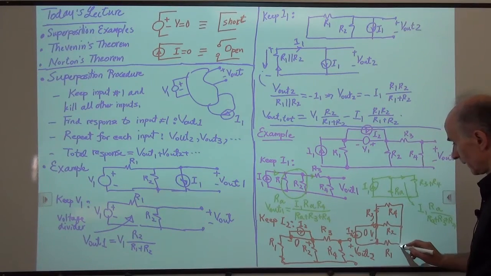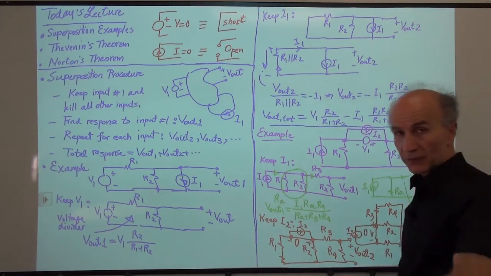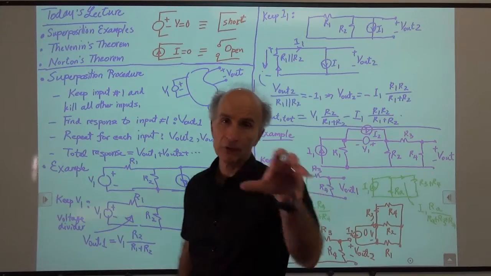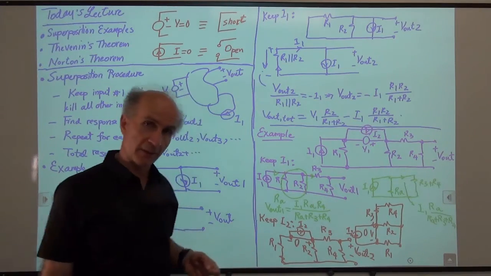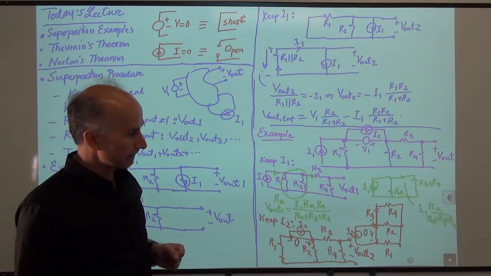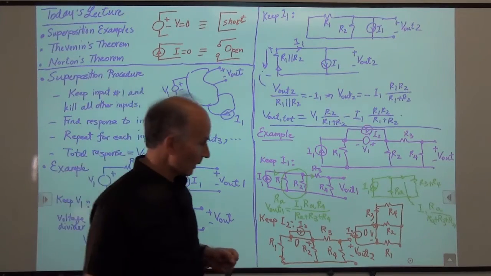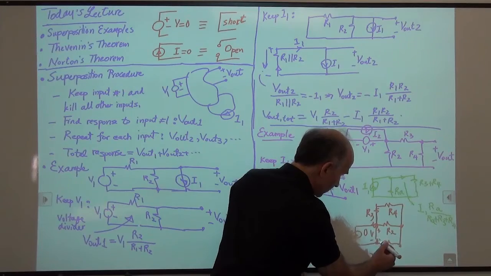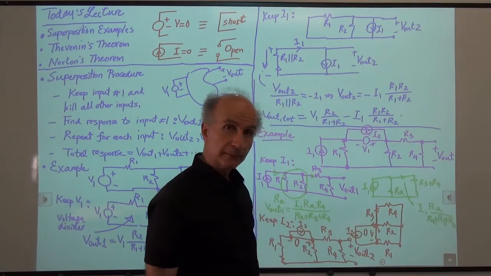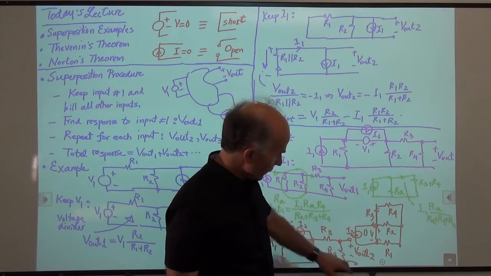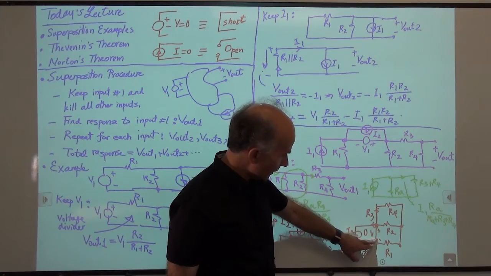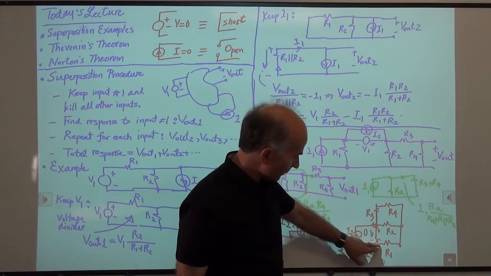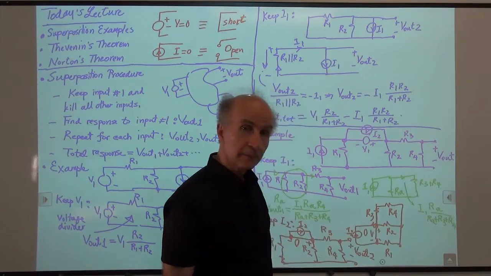Do you agree that these are the same circuit? I just turned it around, turned it counterclockwise by 90 degrees. So far so good? Okay, so we see that the voltage difference between here and here is 0, right? Okay, so if the voltage difference is 0, how much is the current through this resistor and this resistor?